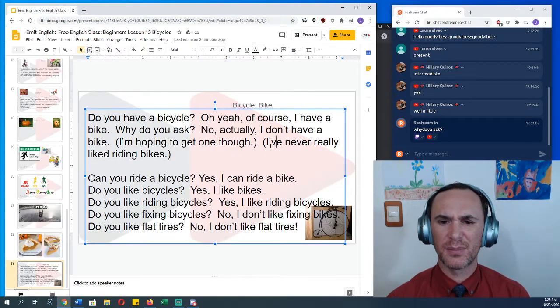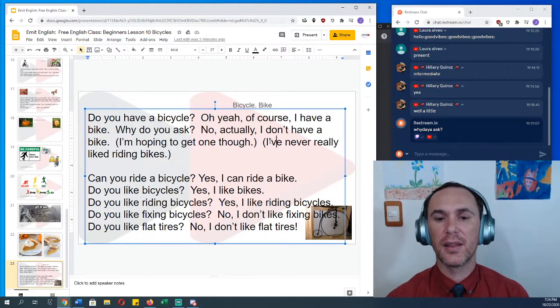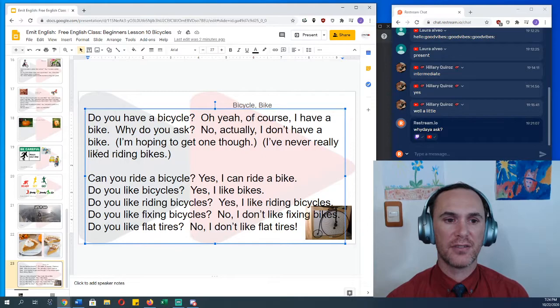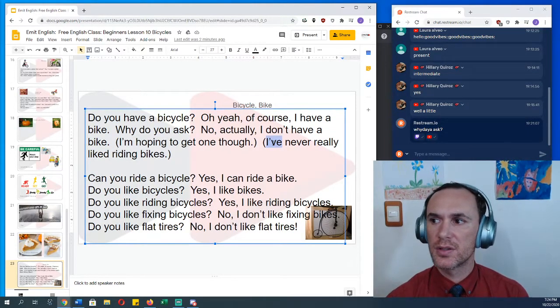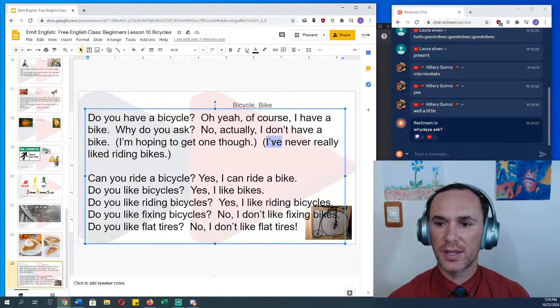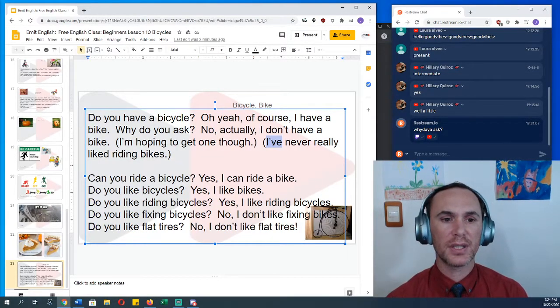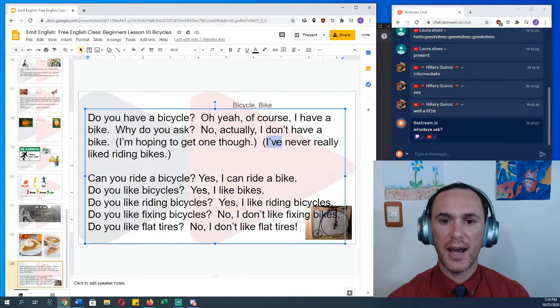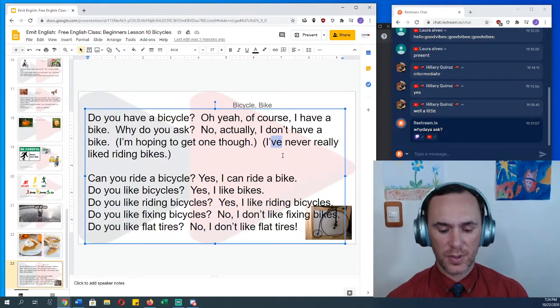I've never really liked riding bikes. Now this is a perfect tense. Have liked. Liked is a participle. Participles are like ito and ado words, like mirado or something like that in Spanish. I've never really liked riding bikes. And the have here is like haber, okay? This have is tener, but this have, because it is perfect tense, is haber.